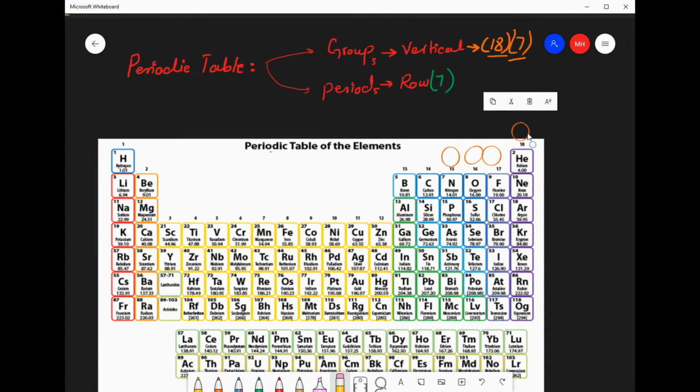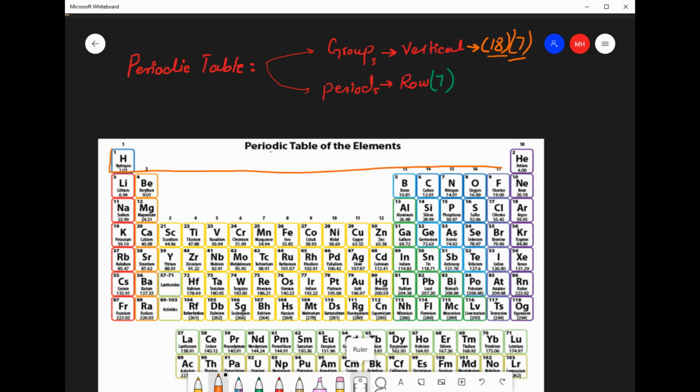The period number shows us how many shells are present in an atom. This is what the period number shows us. So if I say that hydrogen over here belongs to the first period, can you see here? This is your first period, and this is your first period, correct? So if I say hydrogen belongs to the first period, this means hydrogen will have just one shell. Should I prove it?